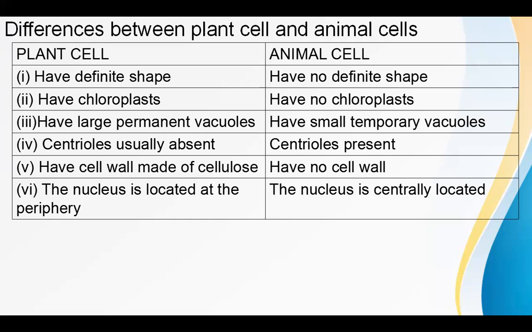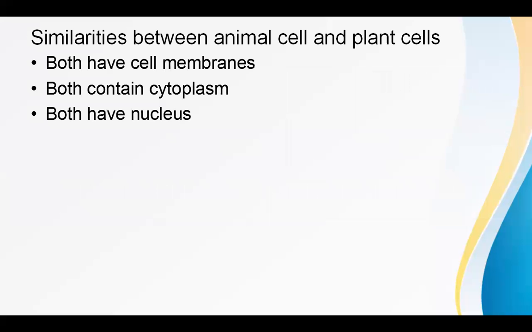And the fourth one, the centrioles are usually absent in the plant cell, while the centrioles are present in the animal cell. The fifth one is that the plant cell has a cell wall made up of cellulose, while the animal cell has no cell wall. And the last one is that the nucleus is located at the periphery in the plant cell, while the nucleus is centrally located in the animal cell. Their similarities are such that both of them have a cell membrane, and also cytoplasm and a nucleus. Thank you.